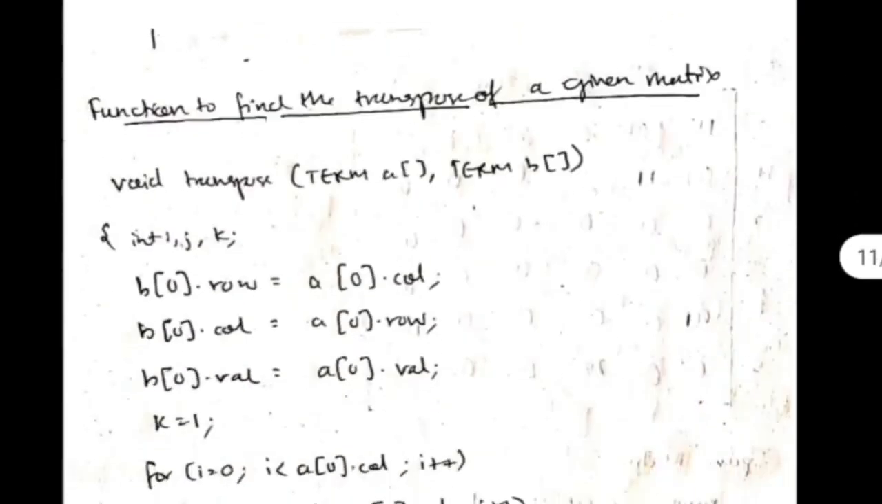Like that, next what we will do, we will increment j here. See, the j value will be incremented. So a of j dot column, j was 1 before, now j will be 2.